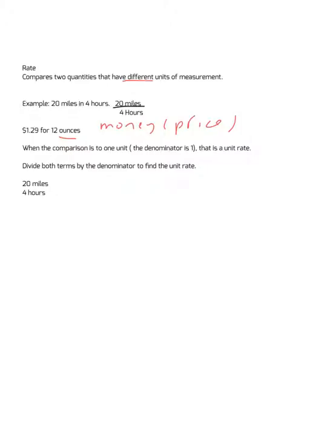When the comparison is to one unit, which means the denominator is 1, that is called a unit rate. The way you get a unit rate is you divide both terms by the denominator. So in 20 miles in 4 hours, the denominator is 4, so you would divide both the numerator and the denominator by 4, and you would get 5 miles in 1 hour, or 5 miles an hour. That would be the unit rate. This looks like smiles, but it's really 5.